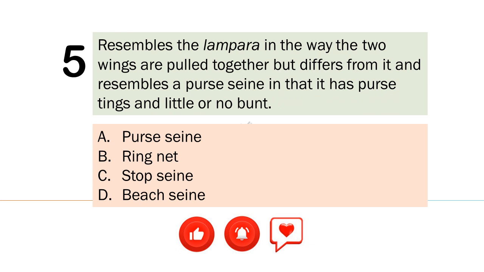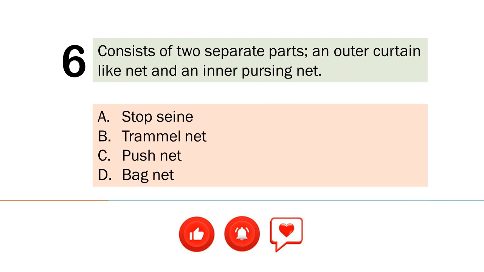Question number 5. Resembles the lampara in the way the two wings are pulled together but differs from it and resembles a purse seine in that it has purse rings and little or no bunt. A. Purse seine. B. Ring net. C. Stop seine. D. Beach seine. The correct answer is letter B. Ring net.